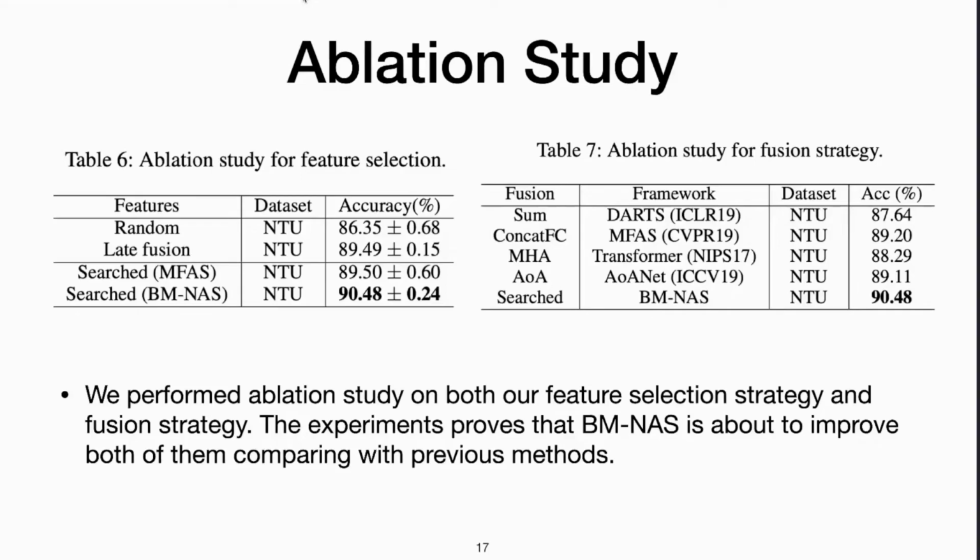For the fusion strategy, we fix our selection and change the operations within each cell to previously effective benchmark mechanisms, for example, concatenation followed by fully connected layers, multi-head attention, and attention on attention. It also shows that our fusion strategy is effective.